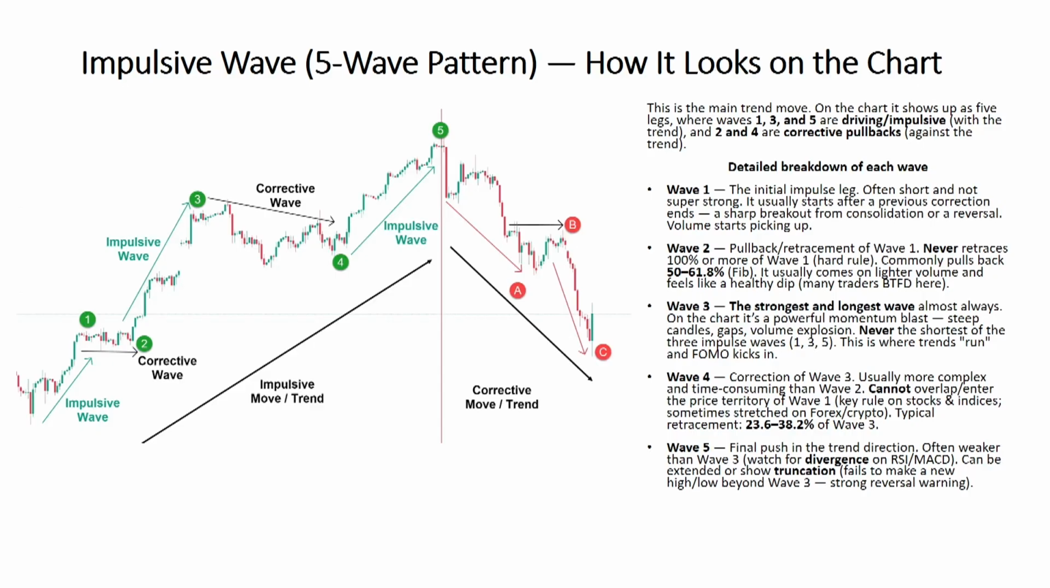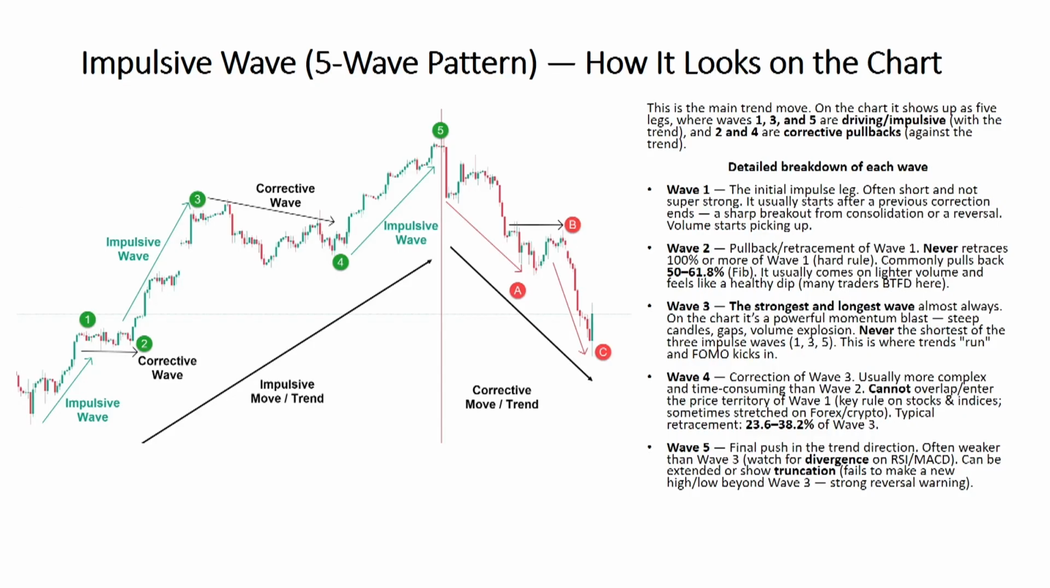Wave 2, this is a pullback of wave 1. There's one strict rule: it can never retrace 100% or more of wave 1. Most of the time, it pulls back around 50 to 61.8%. It usually happens on lower volume and feels like a healthy dip. This is where a lot of traders start buying the dip.